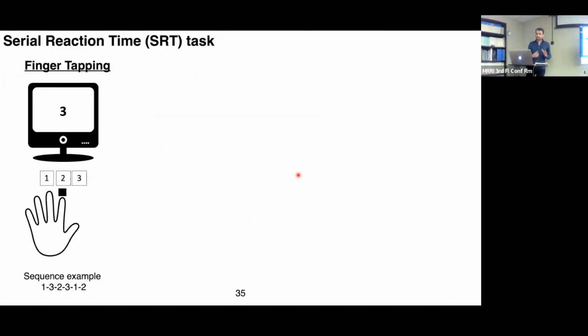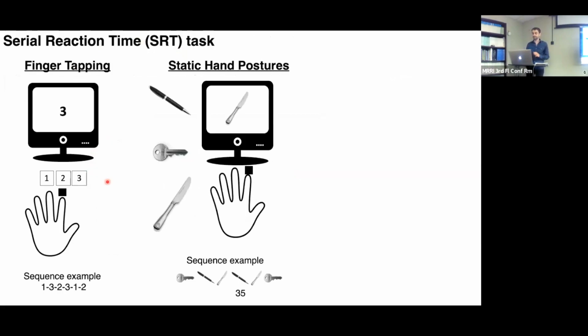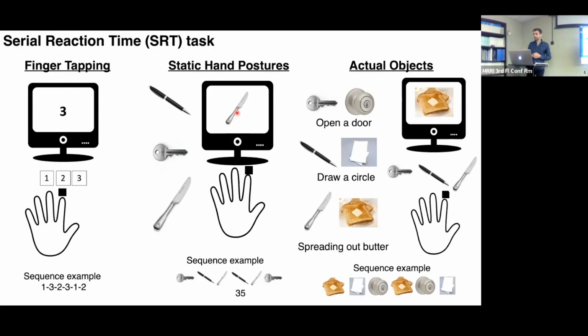So what we are planning to do here is to use a paradigm called the serial reaction time task, and ask them to perform a finger tapping task. And we are planning to make this task more naturalistic. First, we ask them to do a sequence of different static postures. We show them a tool and they have to make the posture associated with each of those tools. Then, one more degree into the naturalistic continuum, we will ask them to make a sequence with actual objects. We show them a picture of a recipient object on the screen, and they have to pick up one of the objects and perform the action associated with the recipient object.